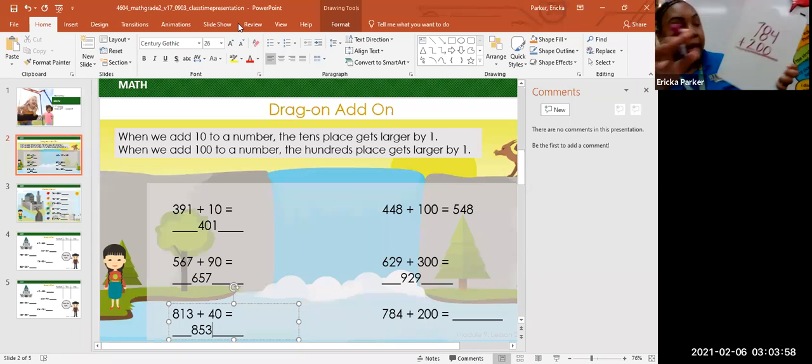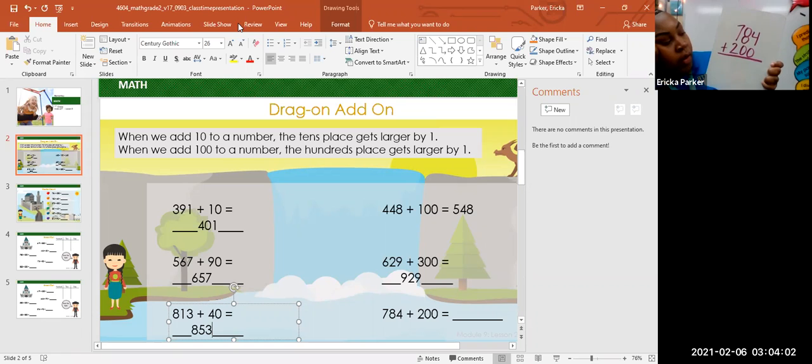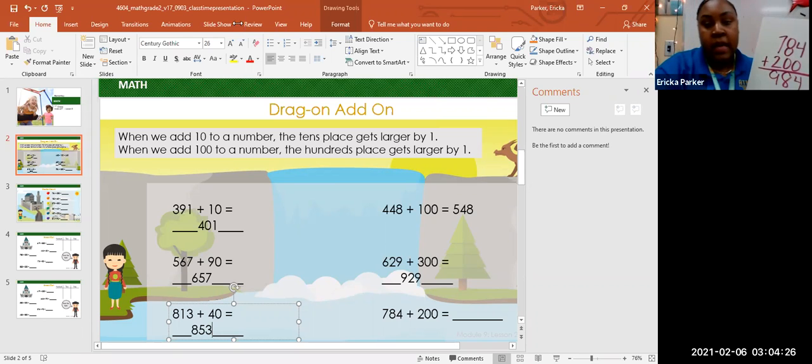All right, now we're on our last one. Now, if we are adding 100s, like I said before, if there's zeros underneath there, we just need to slide on over to the hundreds place. So 7 plus 2 equals 9. We're going to bring down the 84, and here we are at 984.